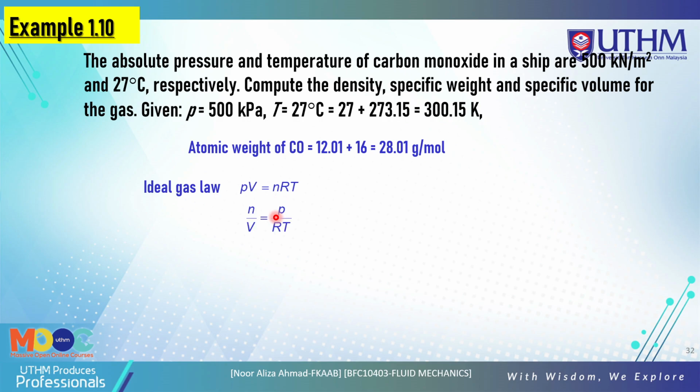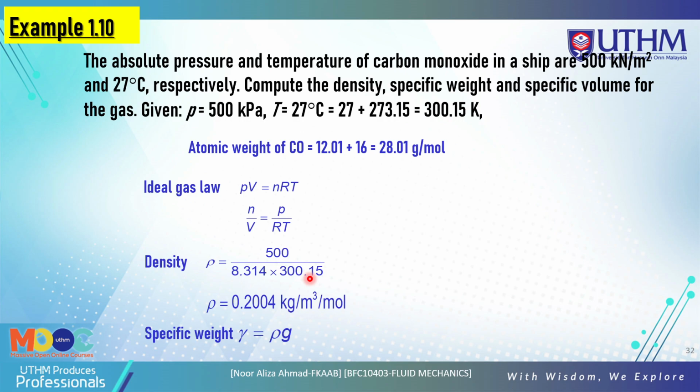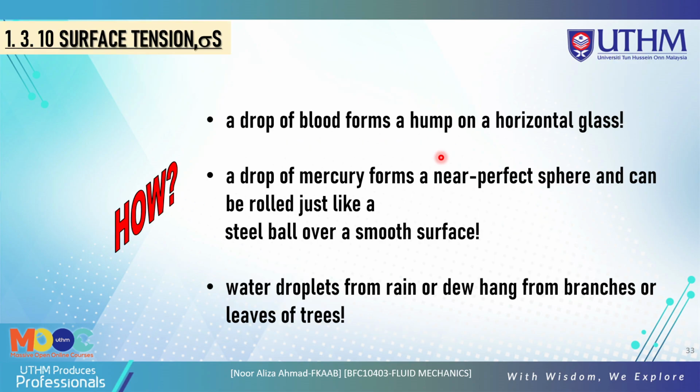After you get this, you just put it in to get the density, using the ideal gas law. After you get the density, you must find the specific weight. If we get the density, we can get the specific weight, just times by the gravity, 9.81. So we get 1.966 Newton per meter cube, per mole here, because this is based on per mole, as it is also the gram per mole. For the specific volume, just put the value here.